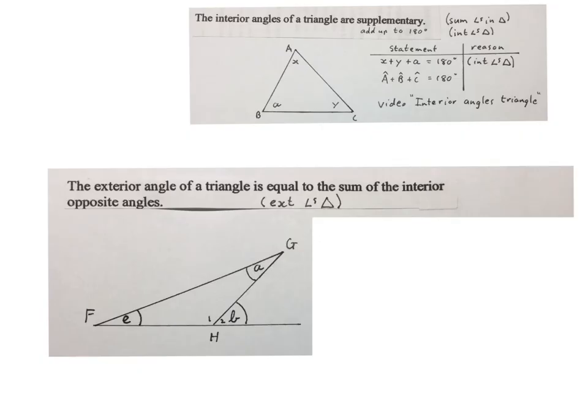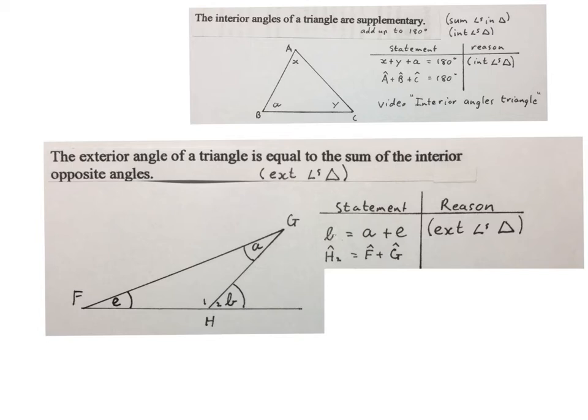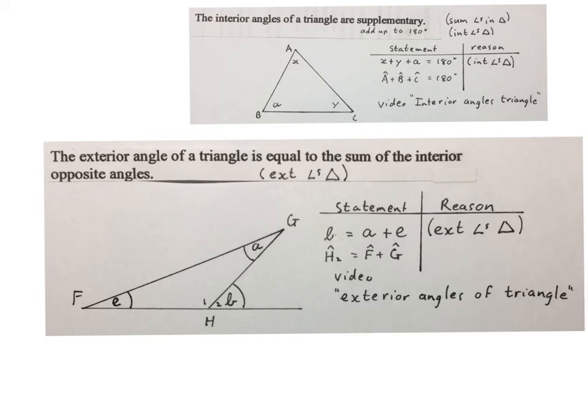The last theorem says the exterior angle of a triangle is equal to the sum of the interior opposite angles. Abbreviation, exterior angles of a triangle. So what they're saying is that angle there at B is equal to E plus A. You can write it one of two ways. You can say small b is equal to small a plus small e, exterior angles of a triangle. Or you can say angle H2 is equal to angle F plus angle G. So that exterior angle is equal to those two angles added together. Look at the video, exterior angles of a triangle, where we practice this.